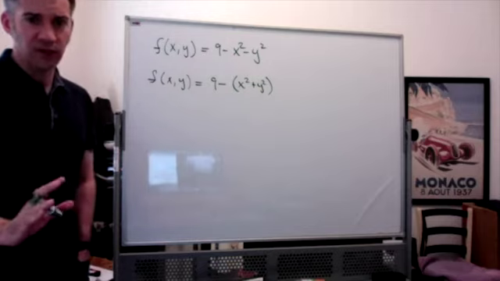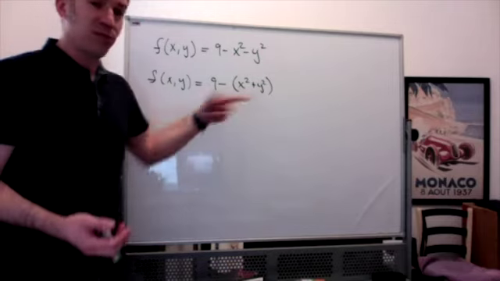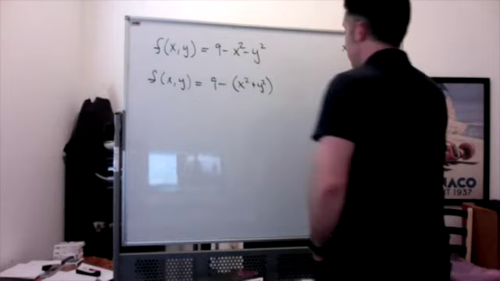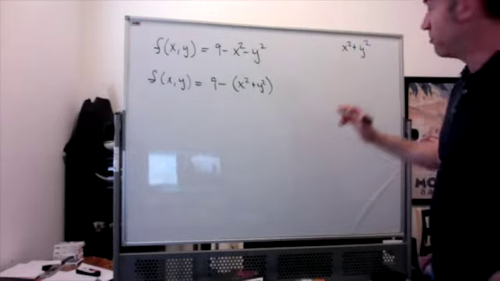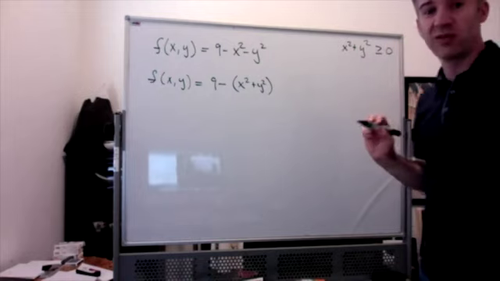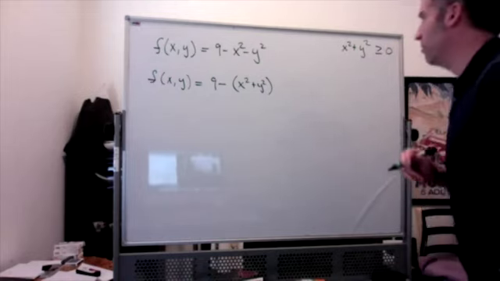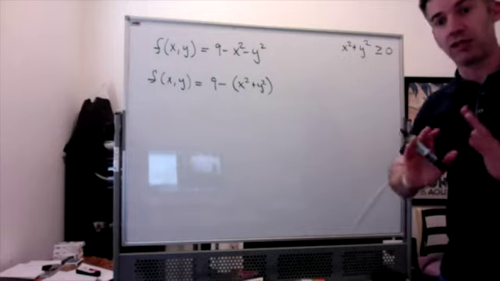And there's a couple reasons for this, but one of them is that x squared plus y squared on its own, we know that no matter what x and y are, is always greater than or equal to 0. And that's kind of important. So that's one thing to be aware of.